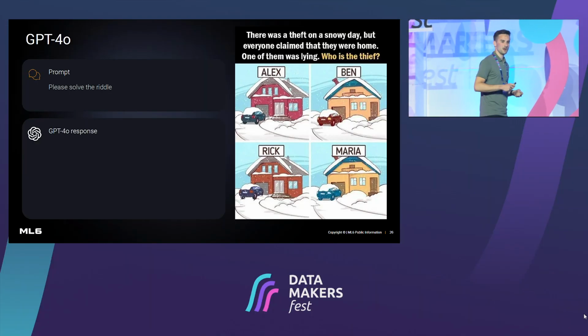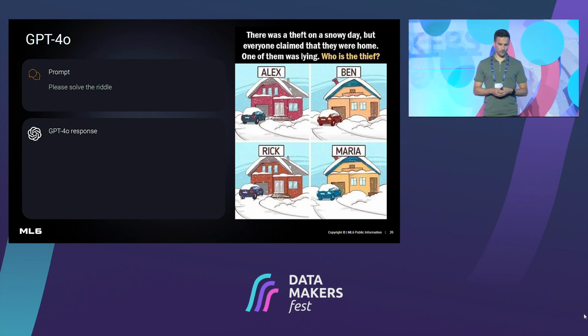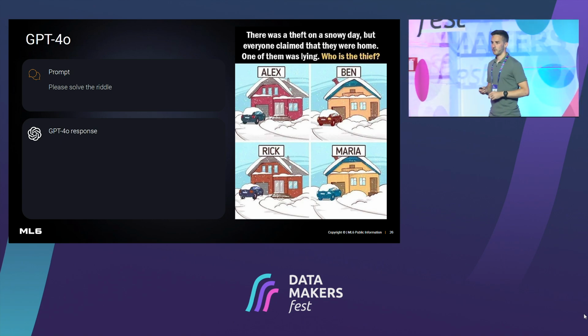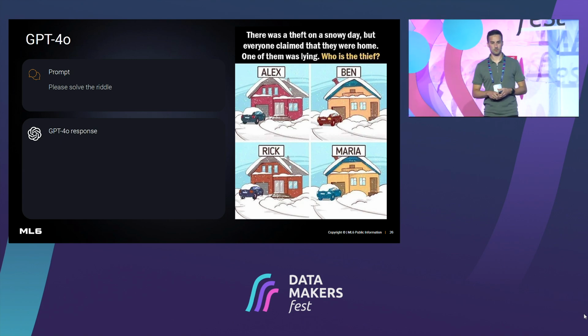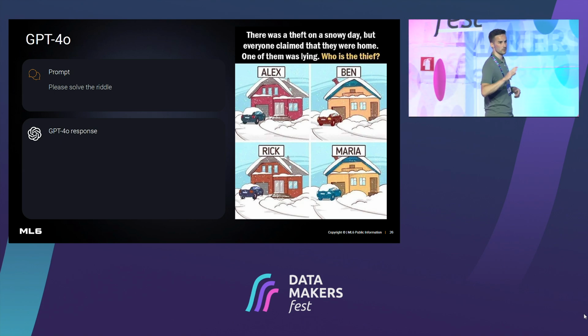And then I thought, okay, let's test the limits of these models. So I looked online to find some sort of puzzle or riddle. In this case, we have 4 images, 4 houses from Alex, Ben, Rick, and Maria. And the question is, there was a theft on a snowy day, but everyone claimed that they were home. One of them was lying. Who's the thief? By raise of hands, who knows the answer to this riddle?